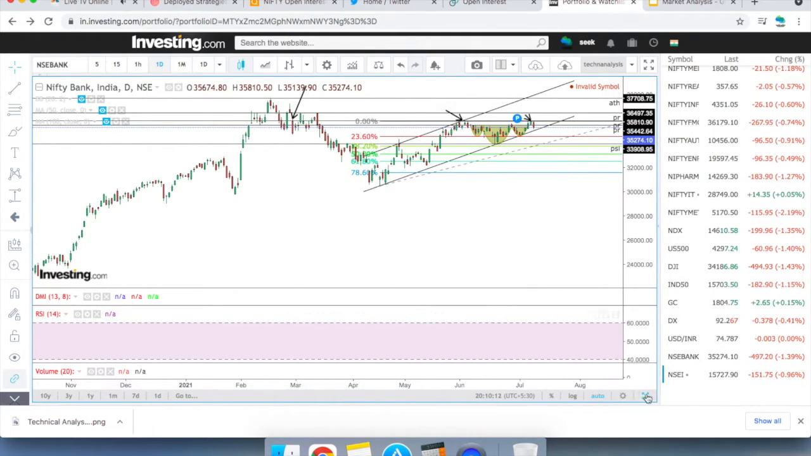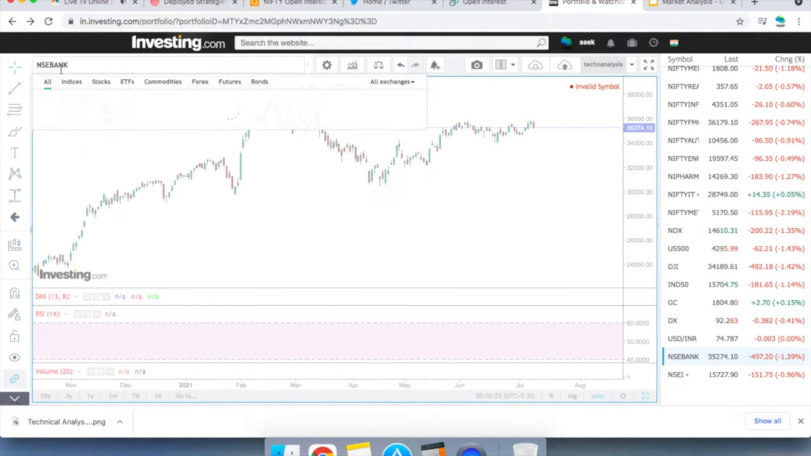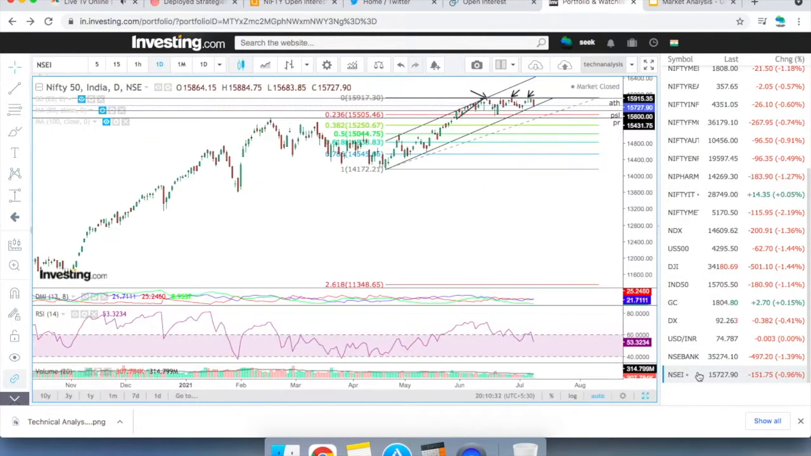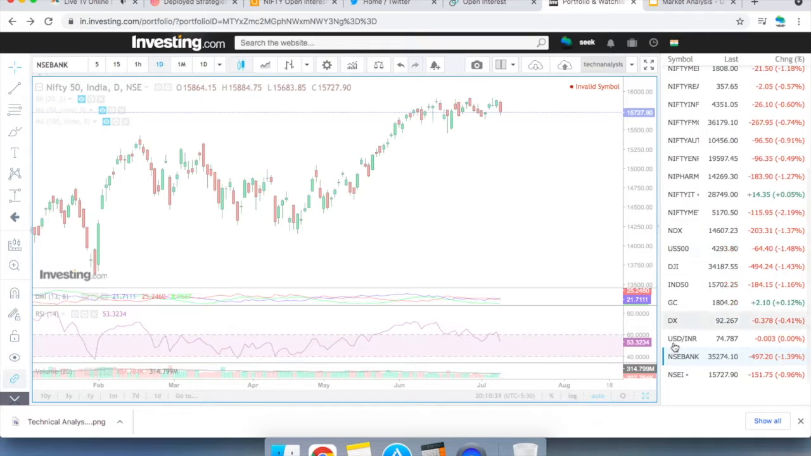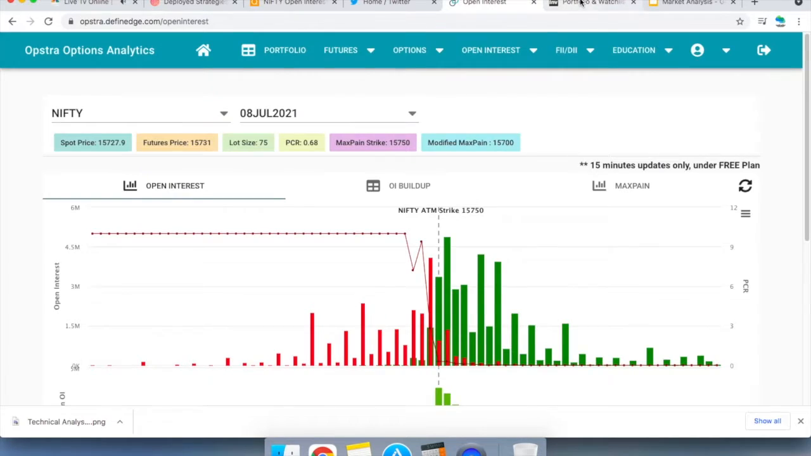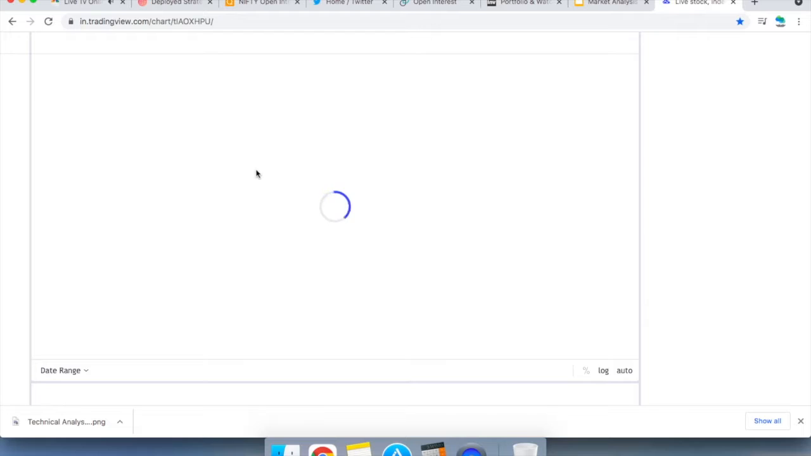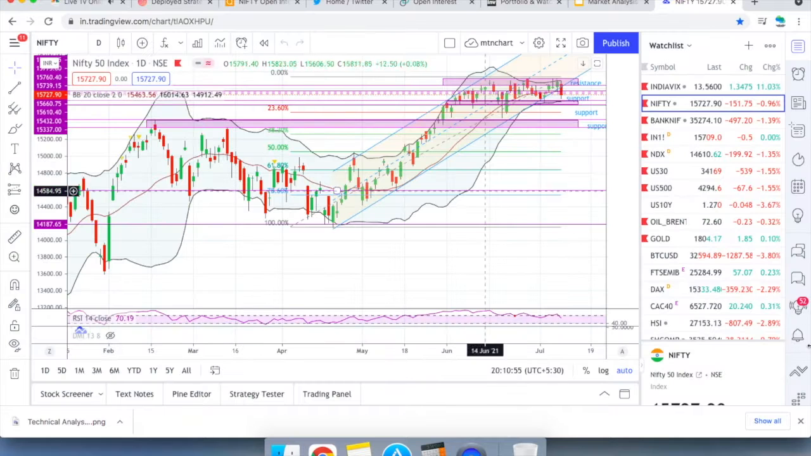There's some issue on the Bank Nifty charts. It's saying NSE Bank, yes, Bank Nifty chart symbols. Okay, let's see what we can do. NSE Bank has some issues in the connection. So let's try and see in TradingView whether we are able to see the Nifty Bank charts. And here we have Bank Nifty.